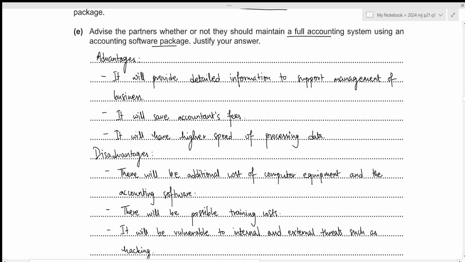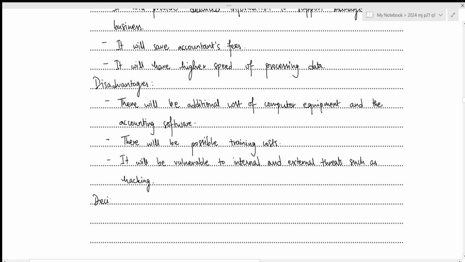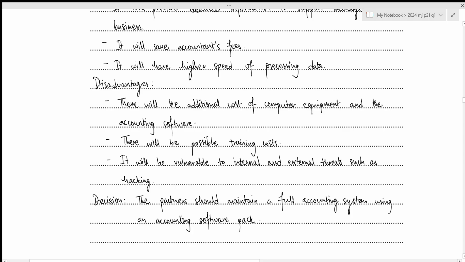Now, based on these factors, we need to make a final decision. Personally, I would advise the partners that they should maintain a full accounting system using an accounting software package because it will provide improved accuracy over all of our financial details. Let's write it down. So the decision is that the partners should maintain a full accounting system using an accounting software package as it provides improved accuracy.